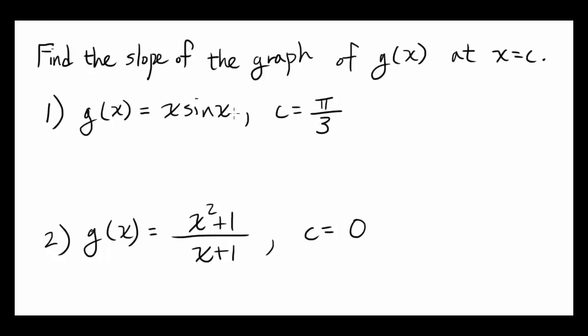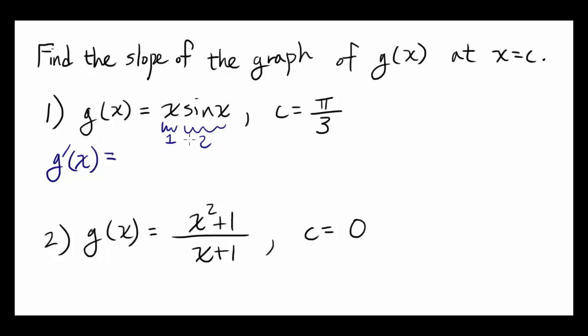Well, if you want to find the slope of the graph, or the slope of the tangent line to the graph, you first have to differentiate to find g prime of x. What's the derivative of g of x? In this case, you have two functions of x that are multiplied together. You've got y equals x and y equals sine of x that are multiplied together to form g of x.